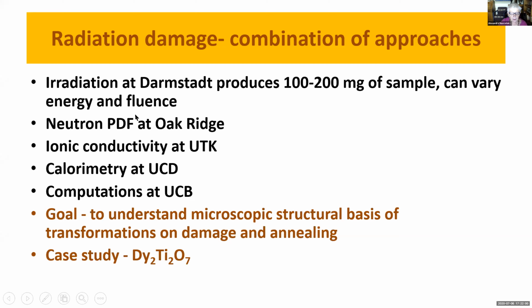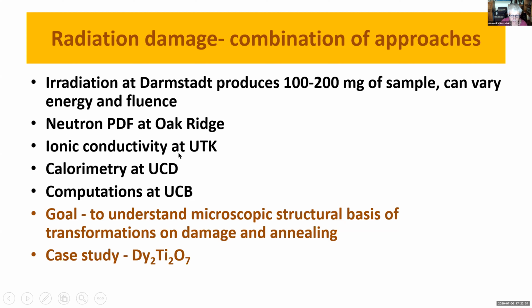This has been a collaboration essentially between ourselves and Mike Lang's group. Mike is at the University of Tennessee, and he's been collaborating with a group that does irradiation using swift heavy ions in Darmstadt. And he uses the neutron source at Oak Ridge to look at the structures of the radiation damaged materials, so neutron pair distribution functions.